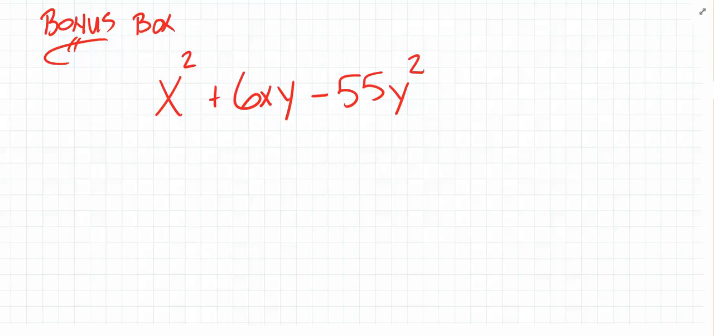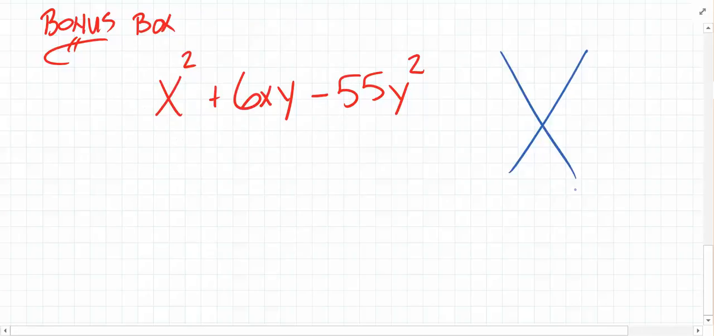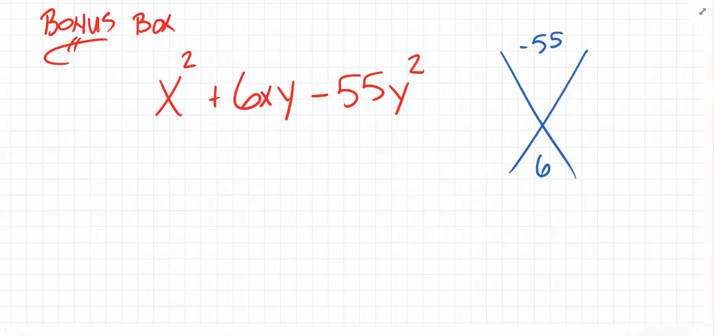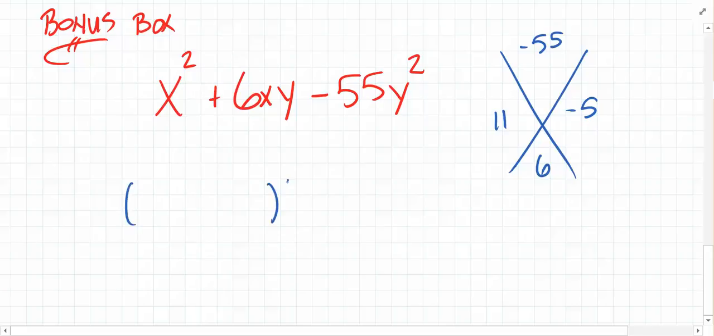So check it out. We're going to make our chart again, right? What goes in the top? Negative 55. What's the bottom? 6, right? Okay. What two numbers can make this work? So an 11 and a 5, right? The smaller one has to be the negative one. If I was just doing this normally, I'd have an x here, I would have an x here, and the numbers I would use would be positive 11 and negative 5. But all you have to do is add the y there. And there's your answer.